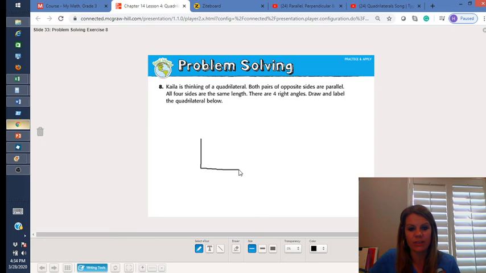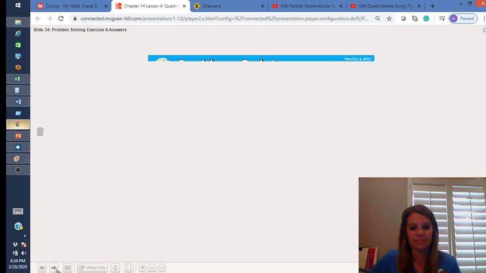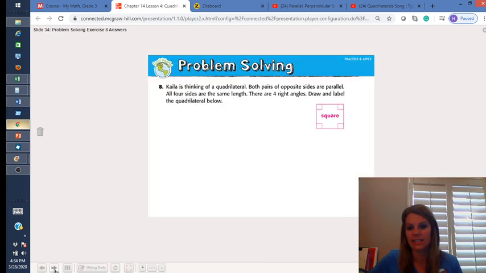I have to try and draw them all. Oh, that's a bad line. Better erase that right there. And if these are all right angles, what's that going to be? It's going to be a square. Good job. Perfect. Looks nice. Their square looks much nicer than mine.